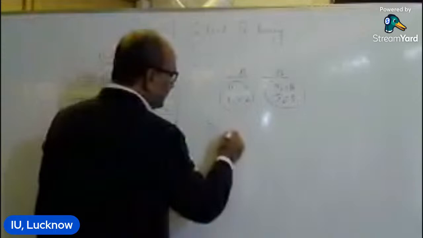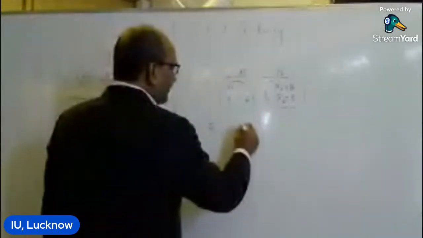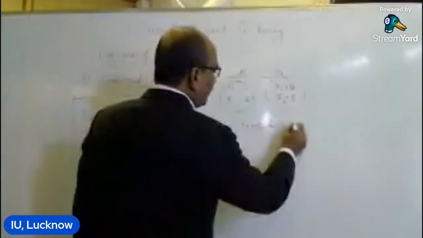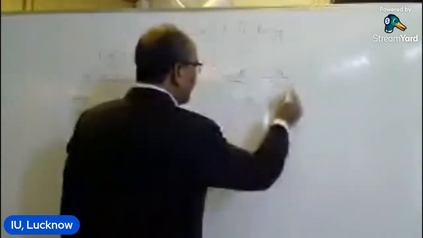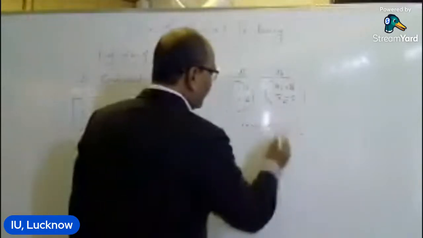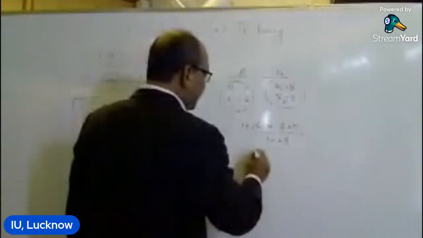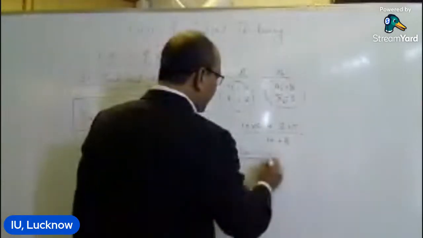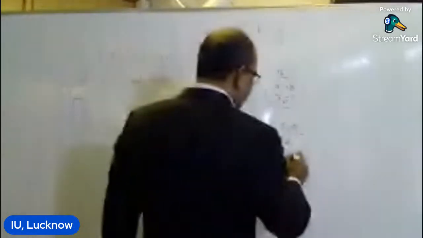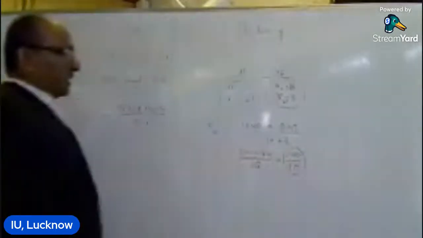This is what? n1 x1 just multiplied, 10 into 6 plus 8 into 5, divided by n1 plus n2, means 10 plus 8, and you can calculate 60, 40 divided by 18, means 100 divided by 18. This is the combined arithmetic mean.